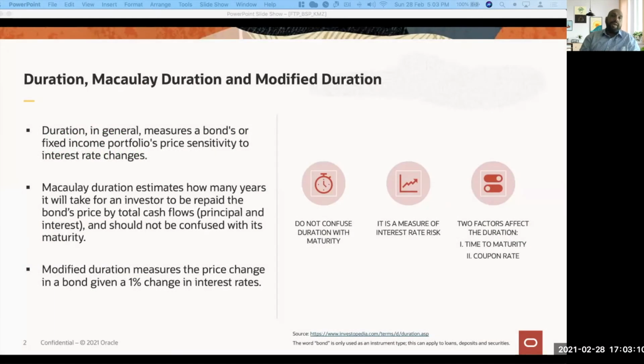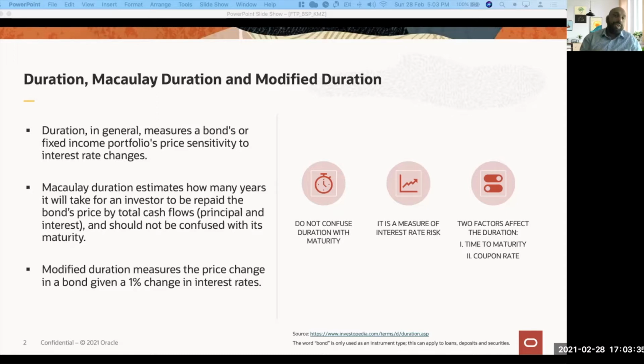Let's take a look at the definition of duration. It refers to the sensitivity of the price of a bond to interest rate changes. The Macaulay Duration refers to how long it would take for an investor to be repaid its bond's price by its total cash flows. And the Modified Duration refers to the change in price with a 1% change in interest rates.